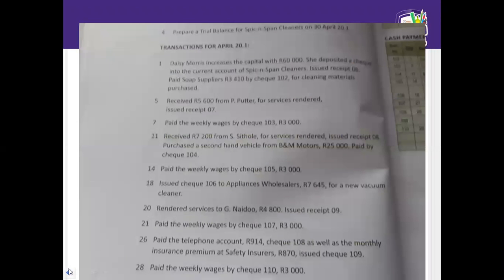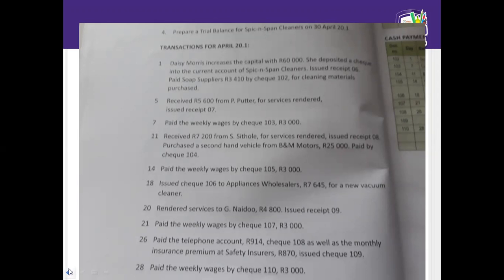We're moving to the fifth. Received 5,600 Rand from P. Potter for services rendered. Issue receipt 07. You receive money. They talk about services rendered. They talk about receipt. That's everything that must indicate to you that the journal will be the CRJ. Okay. So remember it. Receipt number 7 on the 5th.